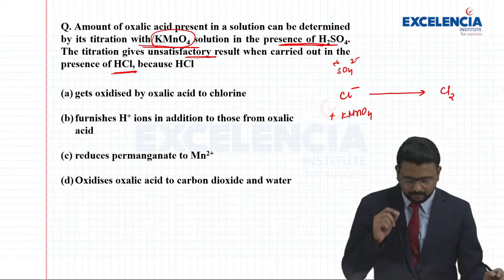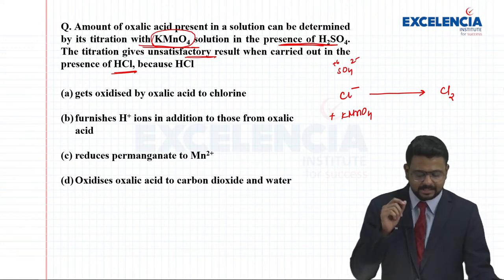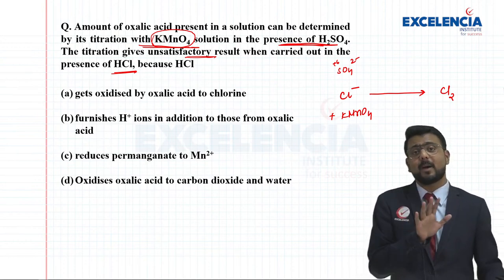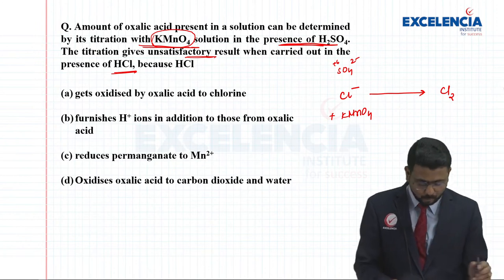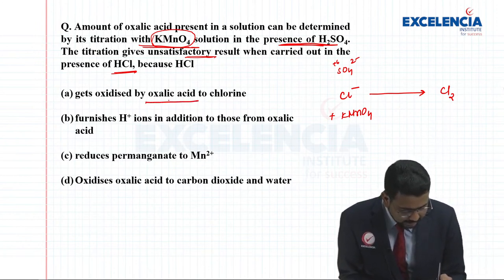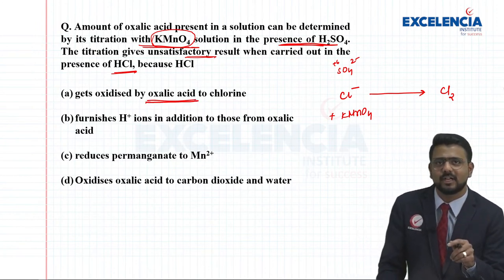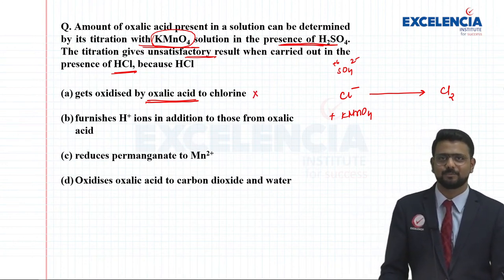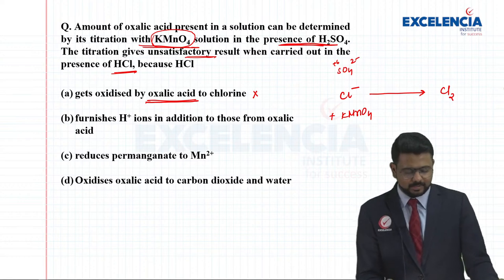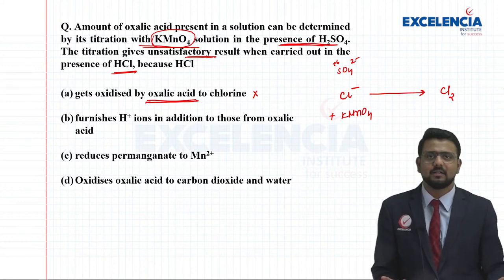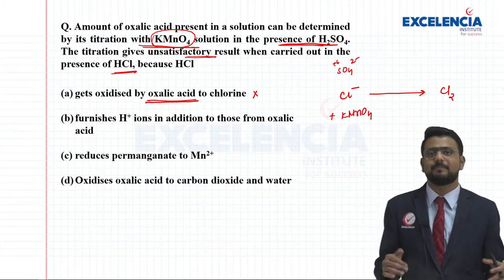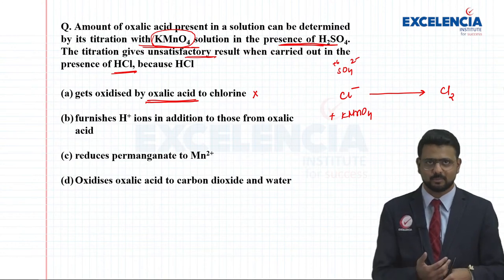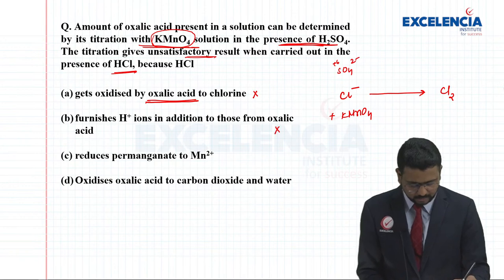If you consider the first option, that HCl gets oxidized by oxalic acid to chlorine, it is a partially correct statement. But the problem here is that it is not getting oxidized by oxalic acid. It is getting oxidized by KMnO4. That's the reason I cannot have this as my correct answer. Furnishes H+ ions in addition to those from oxalic acid. Now, that is precisely the main aim which we are looking at, HCl or H2SO4. They are able to give H+ ions, right? So definitely not the correct one.